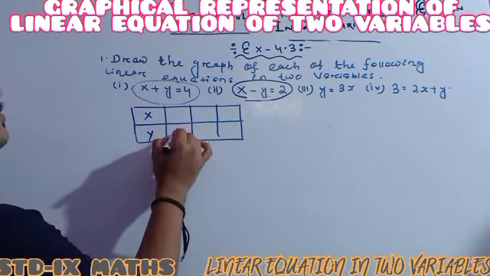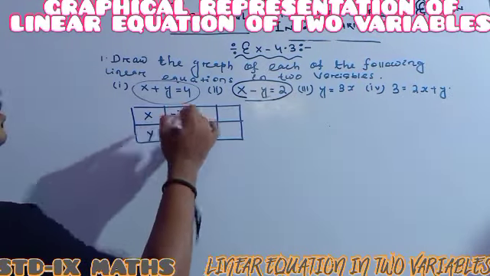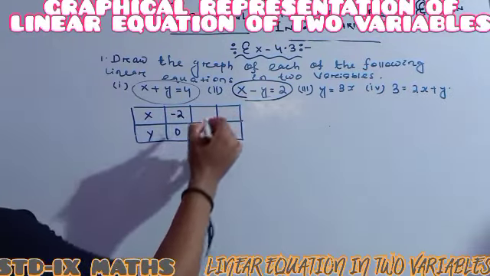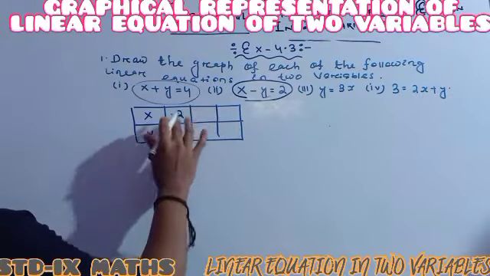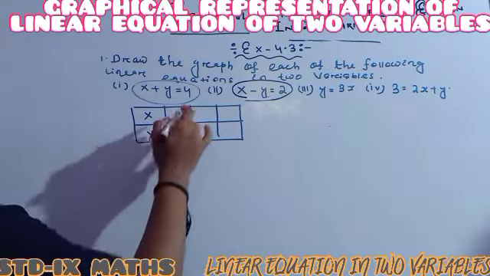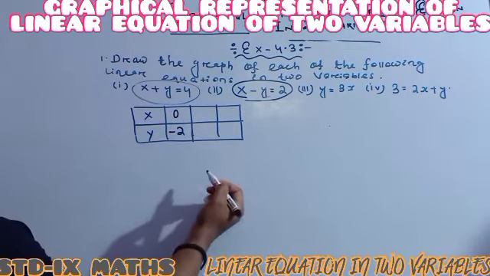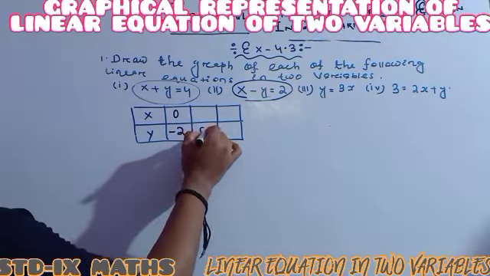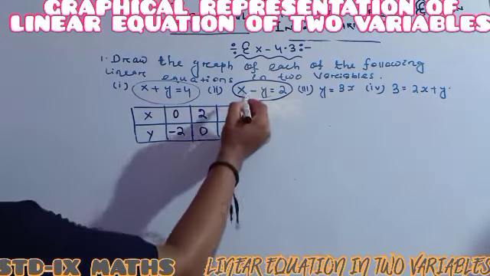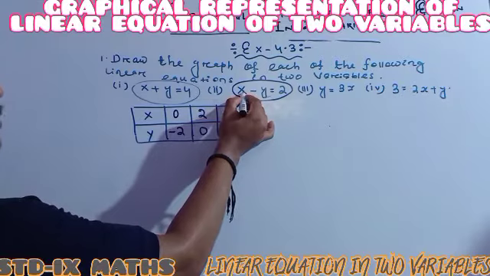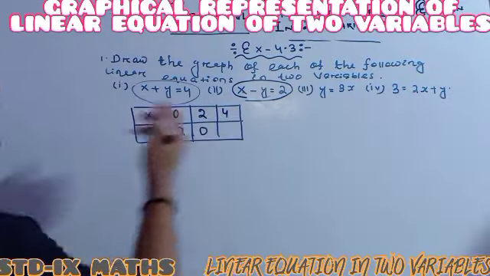On putting x is equal to 0, minus y is equal to 2, it means y is minus 2. X is equal to 0, y is equal to minus 2, and second one, on putting y is equal to 0, you will get x is equal to 2. Another solution I am taking, suppose here it is 4, I am taking x as 4.